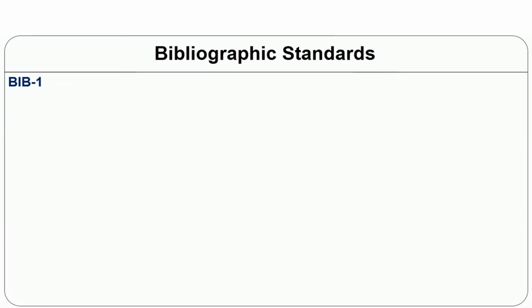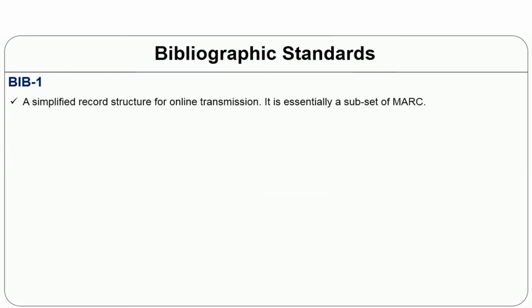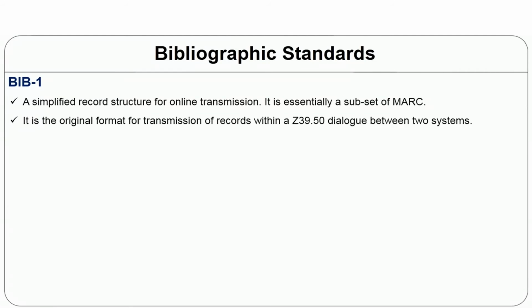And Bib1 is also there. It's a simplified record, a subset of MARC, you can say. Very simplified record from MARC. It is the original format for transmission of records within Z39.50, a dialogue between two systems for retrieval of data. It has elements that are mappable to both MARC and Dublin Core. So Bib1 is a small encapsulated version.